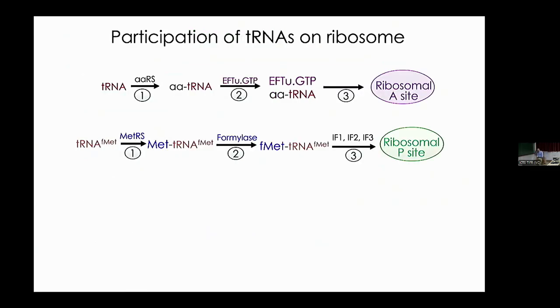And if we now look at the participation of tRNAs in protein synthesis, what you will notice is that the elongator species of the tRNA is amino-acylated by one of the 20 amino acids. The amino-acyl tRNA then binds to elongation factor TU, and then it is taken to the ribosomal A site. Whereas the Initiator tRNA is amino-acylated with methionine tRNA synthetase. The amino-acylated tRNA is then formylated by the enzyme called formylase, and fMet tRNA then goes to the ribosomal P site.